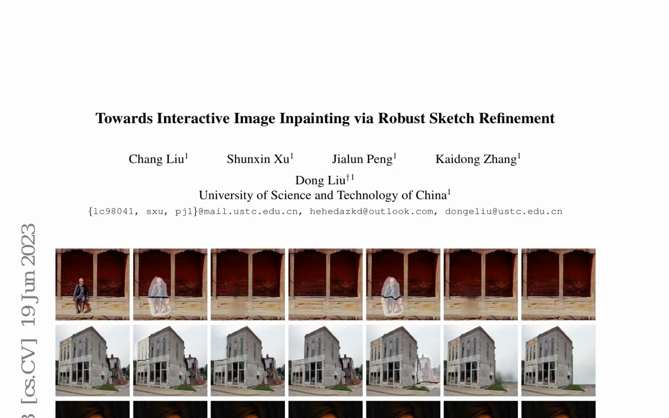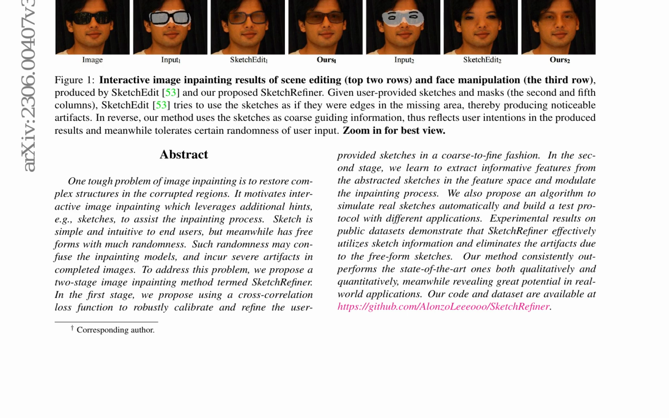The proposed research introduces a novel two-stage image inpainting method, SketchRefiner, which leverages user-provided sketches to refine and guide the inpainting process. In the first stage, a cross-correlation loss function is utilized to robustly calibrate and refine the sketches in a coarse-to-fine fashion. This approach effectively utilizes sketch information, eliminating artifacts caused by freeform sketches. The second stage involves learning to extract informative features from the refined sketches and modulate the inpainting process.